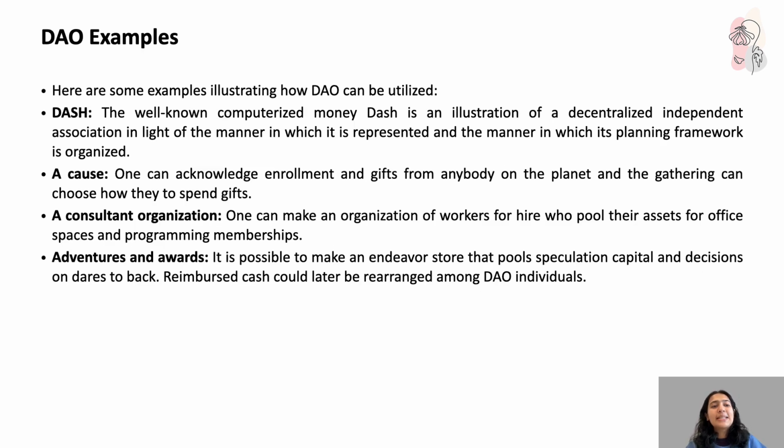Coming to the DAO examples, the first one, Dash. Now, Dash is what? Dash is a cryptocurrency, right? It is a very strong example of a decentralized autonomous organization, DAO. Its governance and budgeting system are fully community driven. Masternode holders actually vote on proposals and collectively decide how funds are allocated, making Dash one of the earliest real-world DAOs.